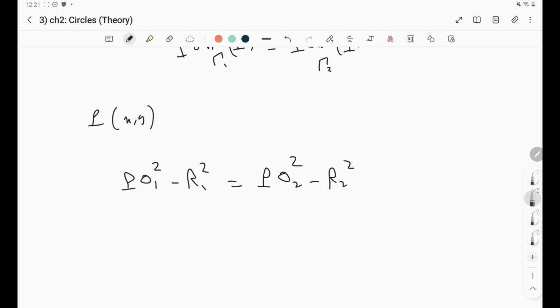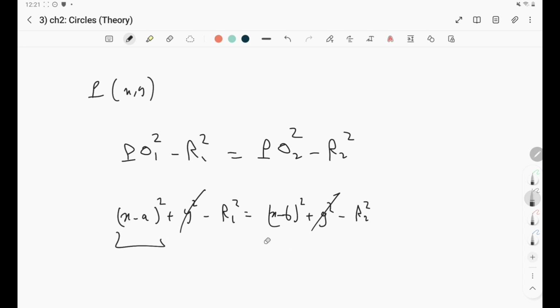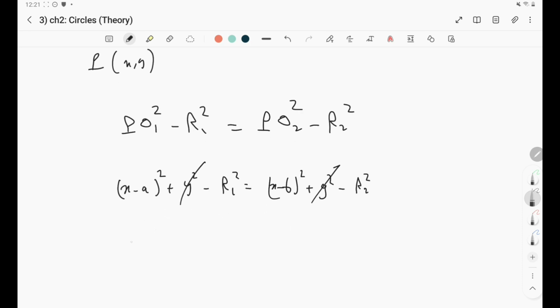What's PO1 square? Remember the distance formula. We can just say it's x minus a square plus y minus 0. So it's just y square minus R1 square is equal to x minus b square plus y square minus R2 square. Well, clearly now you can cancel y square with y square. You can also, when you expand this, cancel x square with x square. So you're simply going to get negative 2ax plus a square minus R1 square is equal to negative 2bx plus b square minus R2 square.